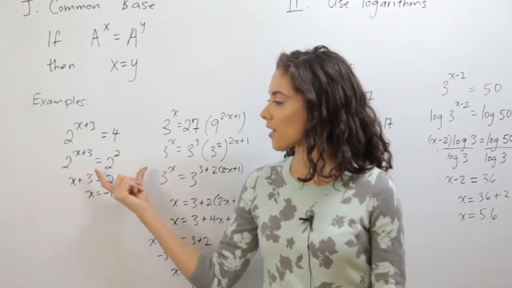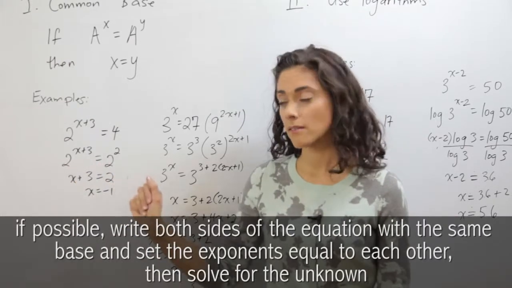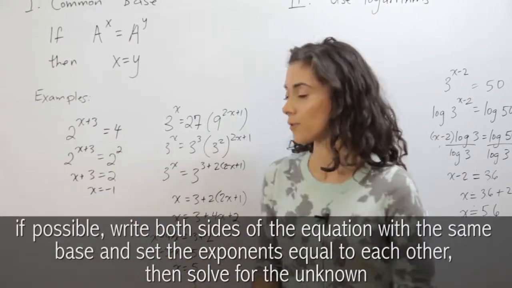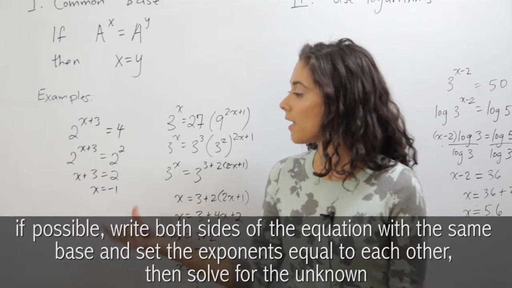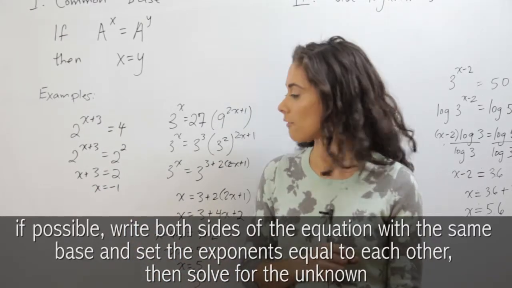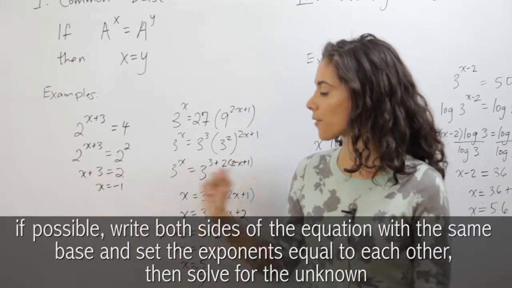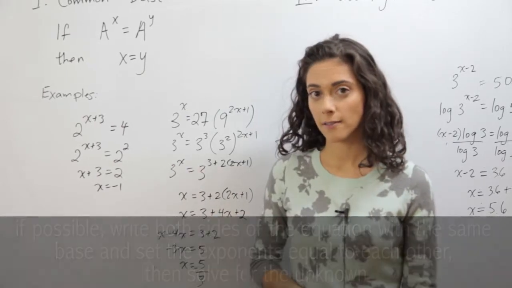Now that I've got both sides of the equal sign with the exact same base, I can simply set the exponents equal to each other. That's a property of exponents. Now I've got this simple linear equation to solve. All I have to do is subtract 3 on that side, and I've isolated for x.